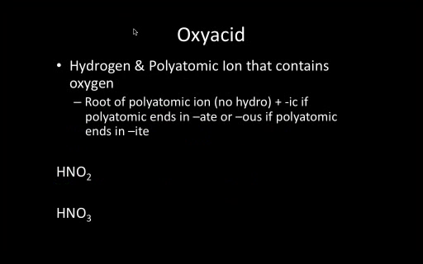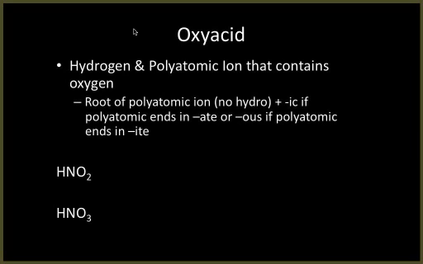Okay, so the last group we need to worry about are oxyacids. Oxyacids are hydrogen and a polyatomic ion that contains oxygen. So when you name oxyacids, you want the root of the polyatomic ion. Notice you're not using hydro, so there's no hydro if it's not a binary acid. And then ate goes to ic, ite goes to OUS. So again, ate acid, I feel icky is one way to remember that, and then ite goes to OUS.